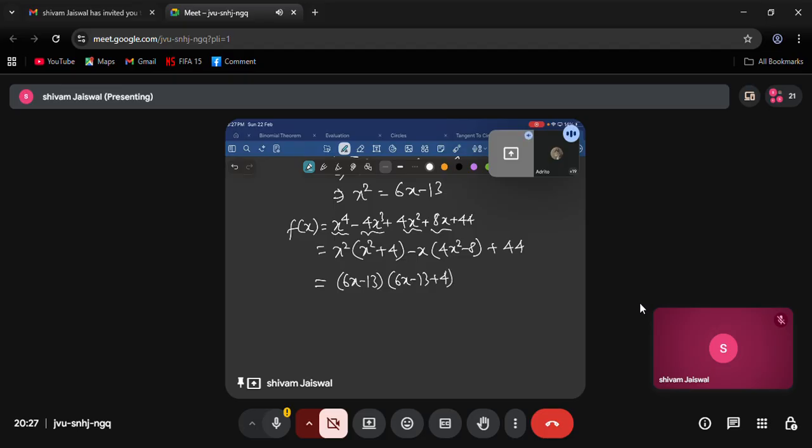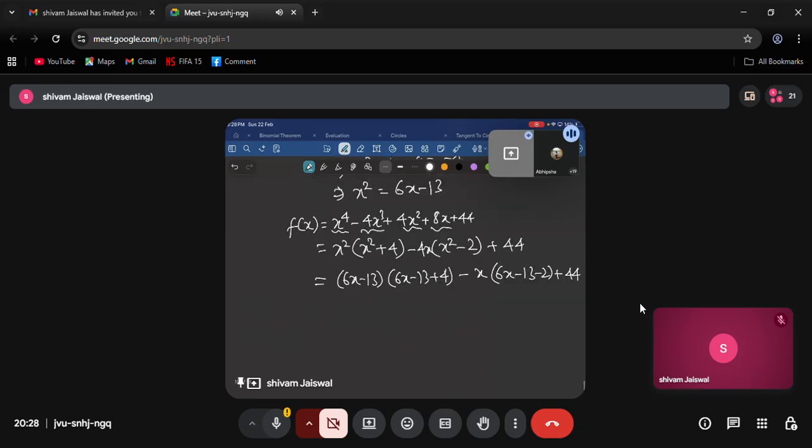Tell me, Aisha, are you getting? Minus x into 4x square. So over here we have 4x square, right? I should have taken 4 also common. Minus 4x common, we are going to get x square minus 2. So x square is 6x minus 13 minus 2 plus 44.